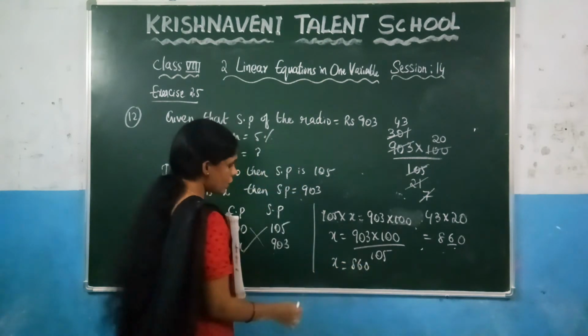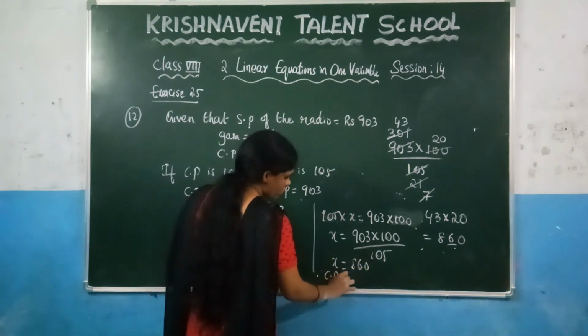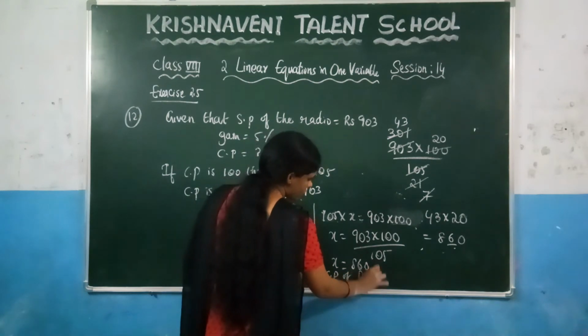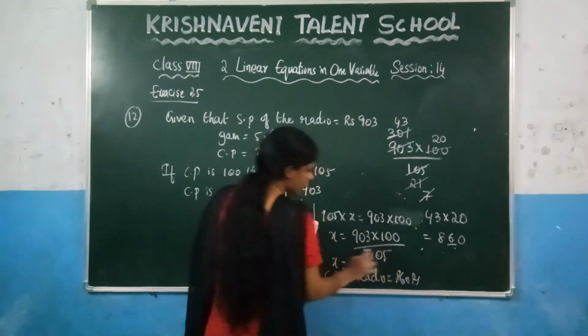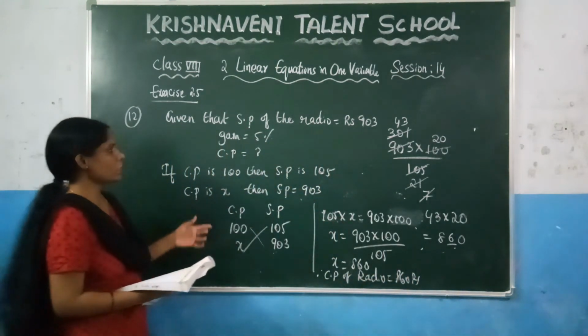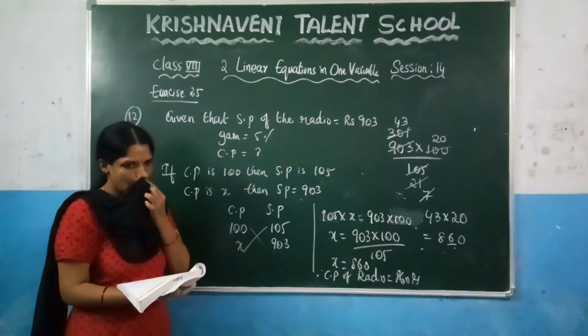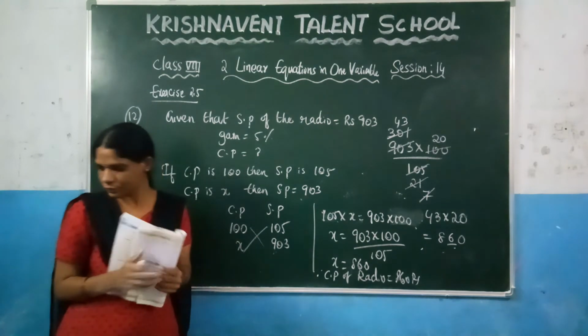Write it here. Therefore, the cost price of the radio is 860 rupees. Like that you need to find it if you have been given the selling price and the gain. Now see the next question.